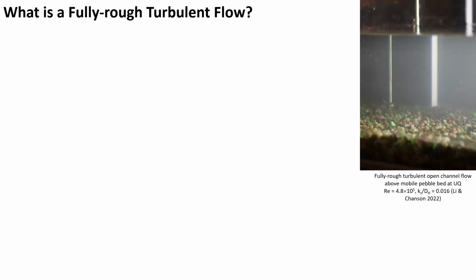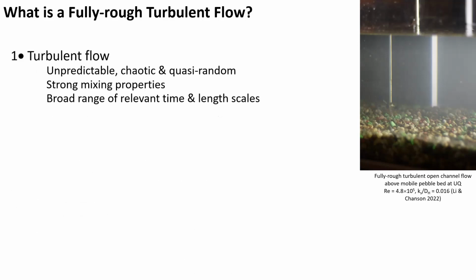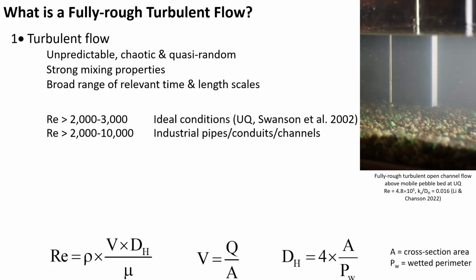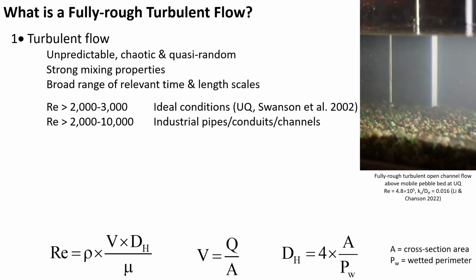Starting from the beginning, what is a fully rough turbulent flow? First and foremost, it is a turbulent flow, that is, a flow motion characterized by an unpredictable, chaotic, and quasi-random motion with strong mixing property on a broad range of relevant time and length scales, which is typically observed when the Reynolds number, defined in terms of the cross-sectional average velocity and the equivalent pipe diameter, is greater than 3 to 10,000.